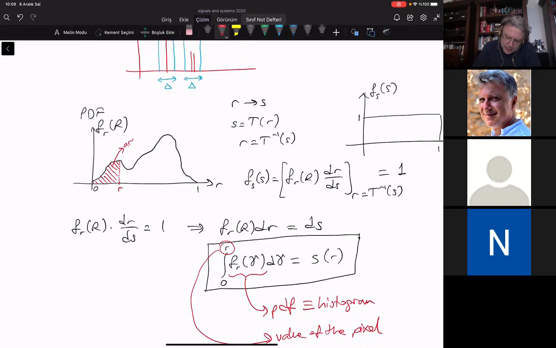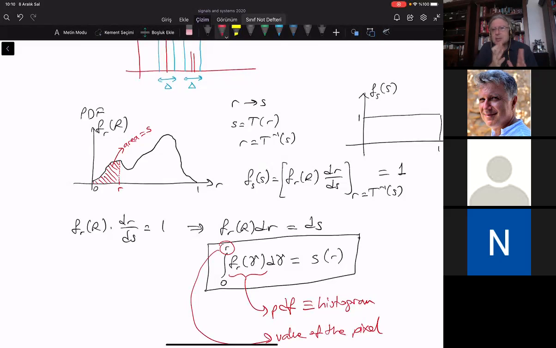So the area is equal to S. The mapping: R is mapped to S. R is between 0 and 1, as you see. It is given to be between 0 and 1. And that area that I have shaded in red is also between 0 and 1, because if I shade everything, it will be 1. The total area will be shaded to 1.